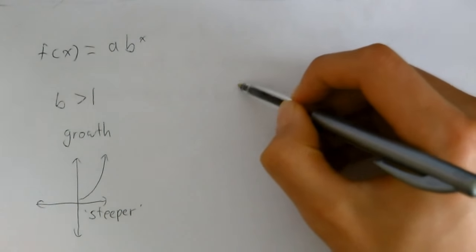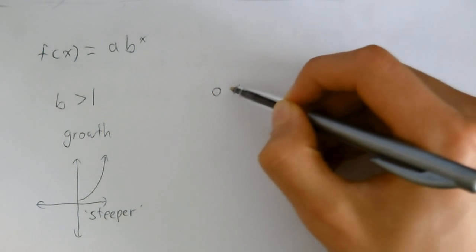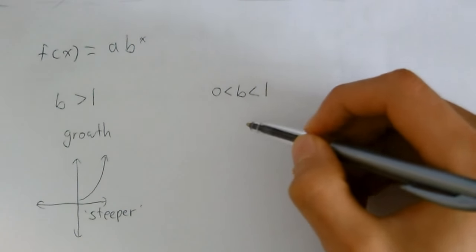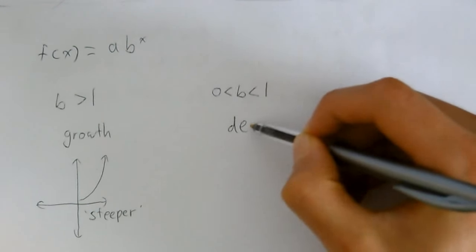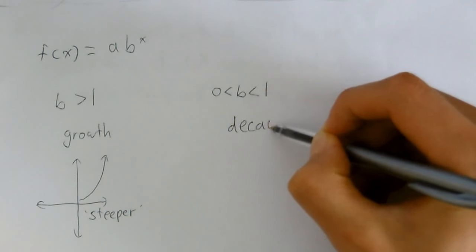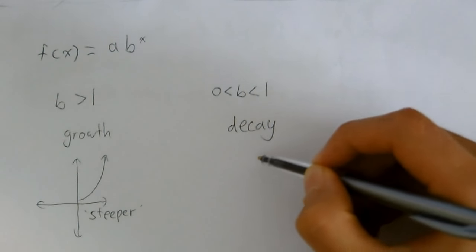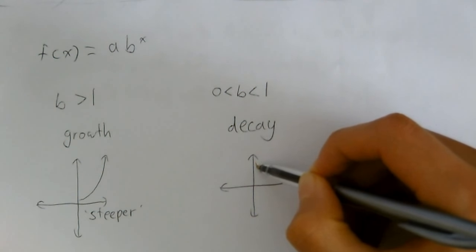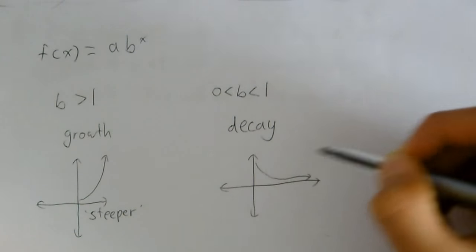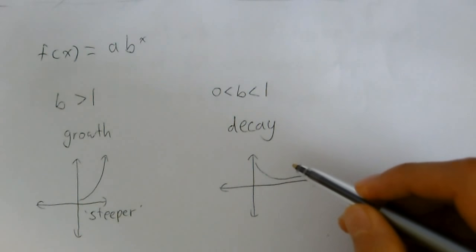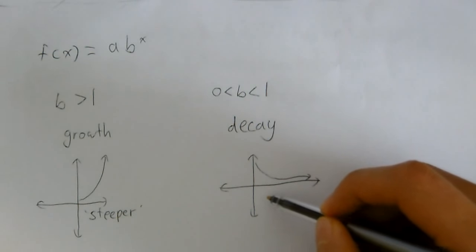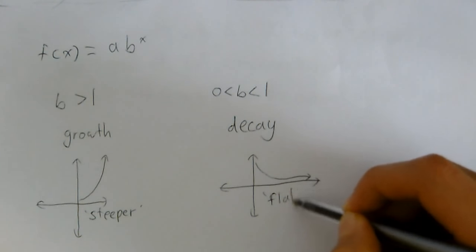Now, if b is greater than 0 but less than 1, then we say that the function has exponential decay, and when graphed, you can see that the slope gets lower, which means the line gets flatter.